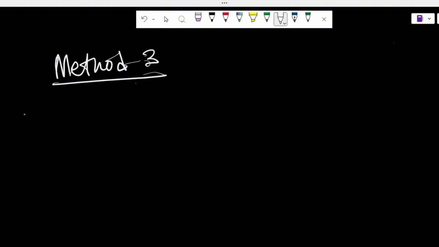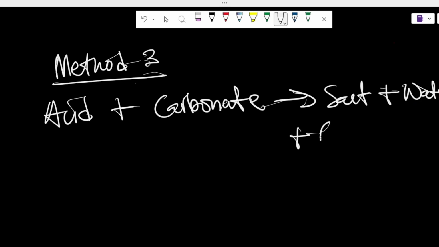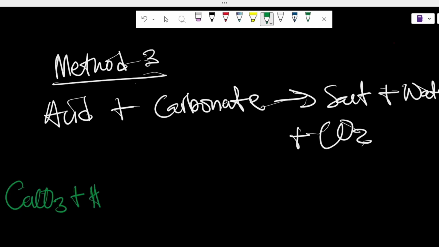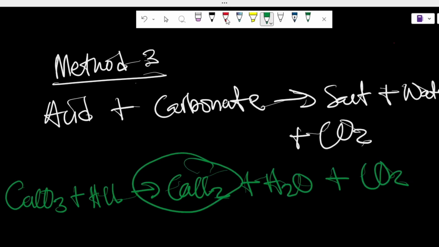Now you can also look at method 3, where you react an acid with a carbonate, as we've looked at before, and then this is going to give you salt plus water plus carbon dioxide. So again, you're going to have calcium carbonate plus hydrochloric acid. This is going to give you calcium chloride plus water plus carbon dioxide. So this calcium chloride again is a soluble salt. That's another method you can use.